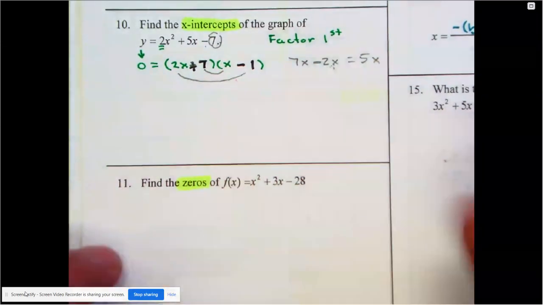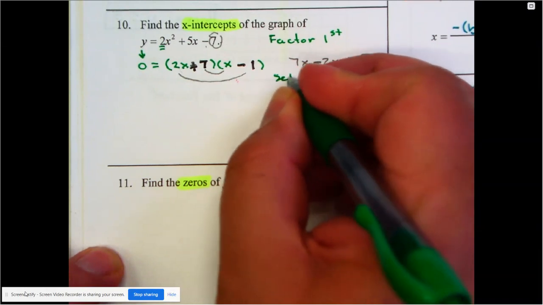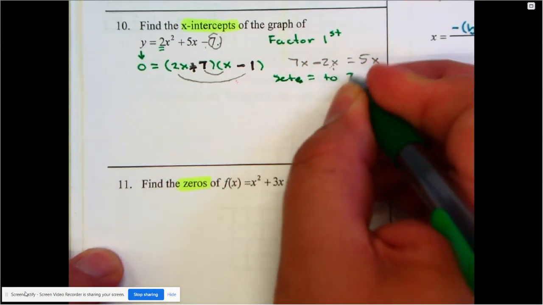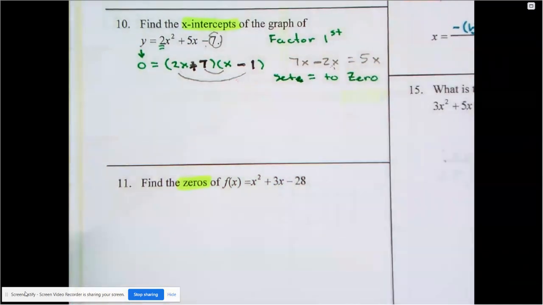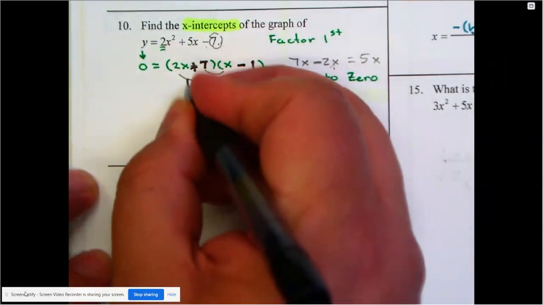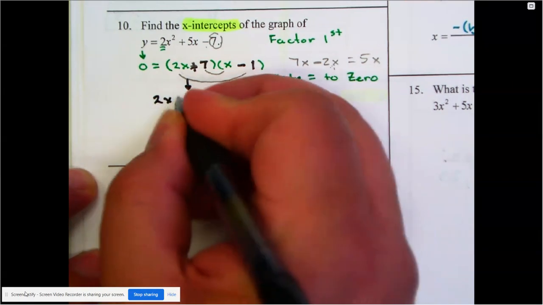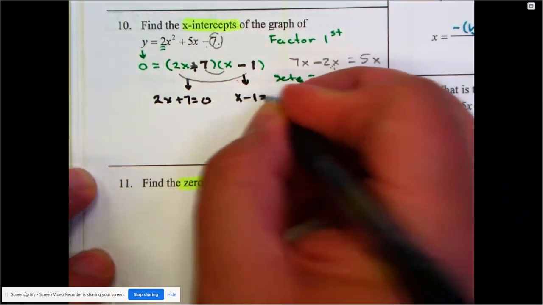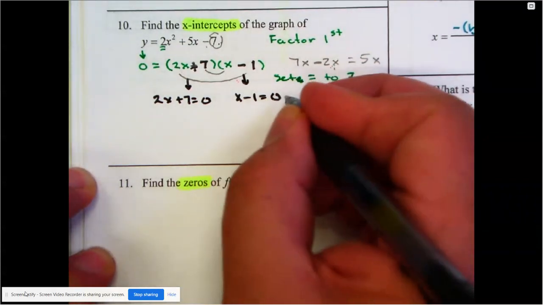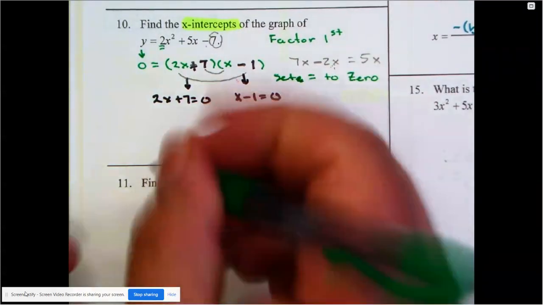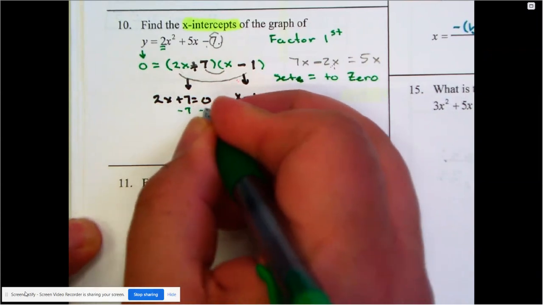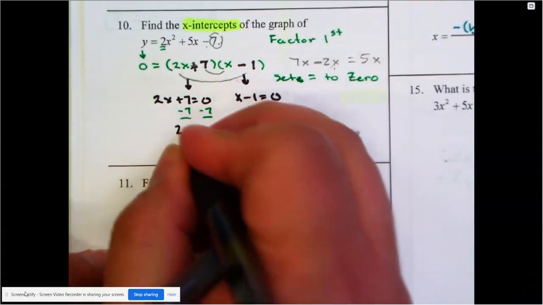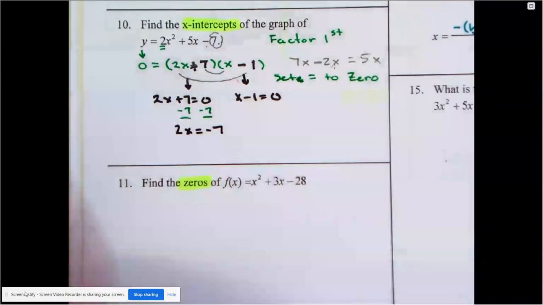So factor first. Now I'm going to set equal to 0. So I'm going to take every factor I have here and set it equal to 0. 2x plus 7 equals 0. x minus 1 is equal to 0. All right, let's do a little solving here. Subtract the 7. 2x is equal to negative 7.